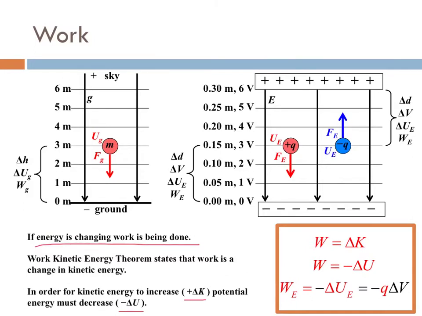Again, all of this is just stuff we've seen before. But now, because the same principle can be applied to electricity or electrostatics, we can replace our change in potential energy with our other equation, Q times delta V.